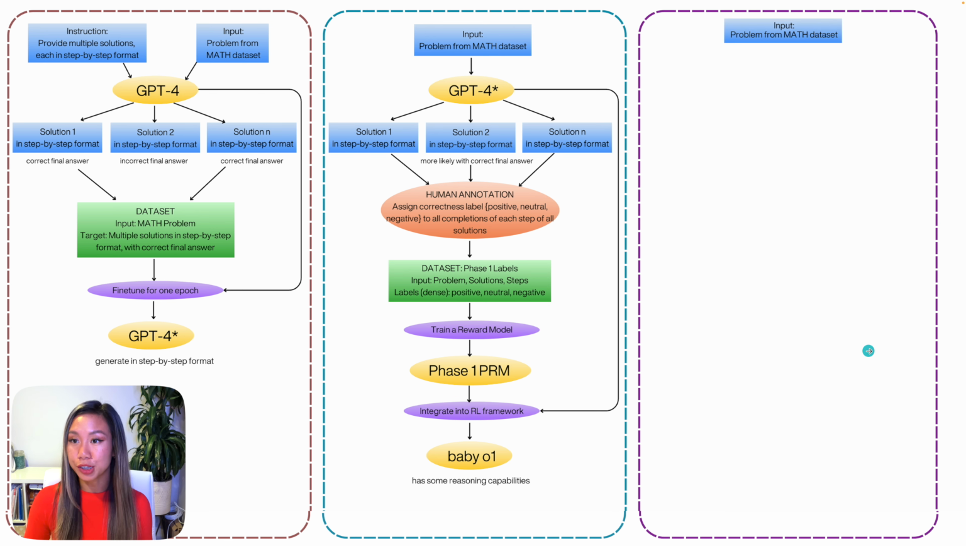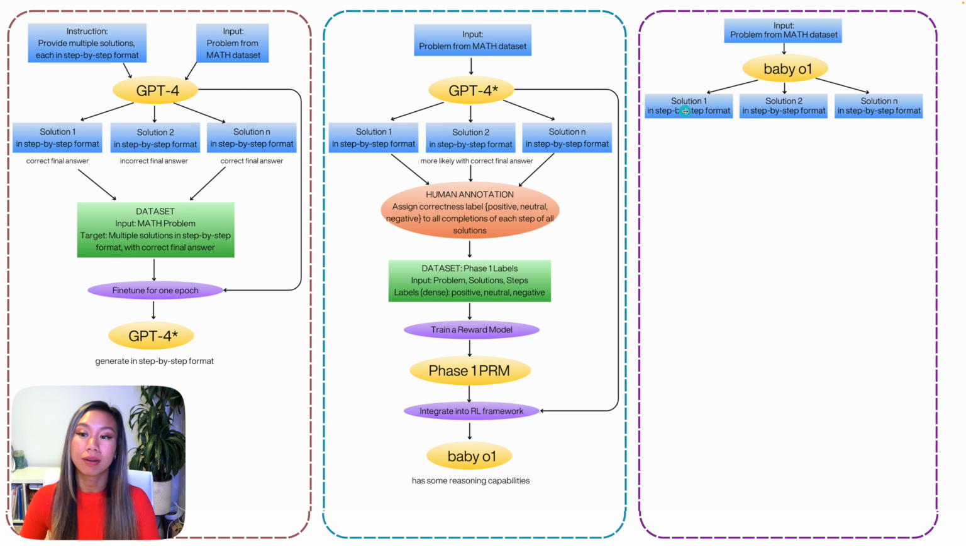All right, so for phase 2, you start off the same way, where you give it an input problem from the math data set, and you feed it now into your new baby O1, where the solutions it spits out for you are, again, multiple solutions in a step-by-step format, but this time, since they came from baby O1, they were made with some reasoning, and therefore the steps within them are going to be more likely to be correct.